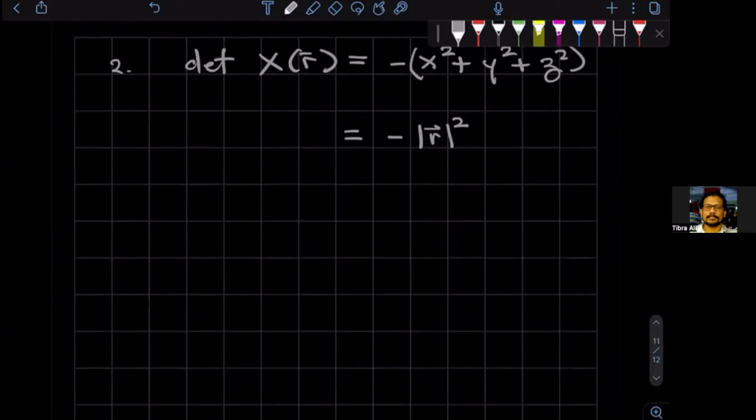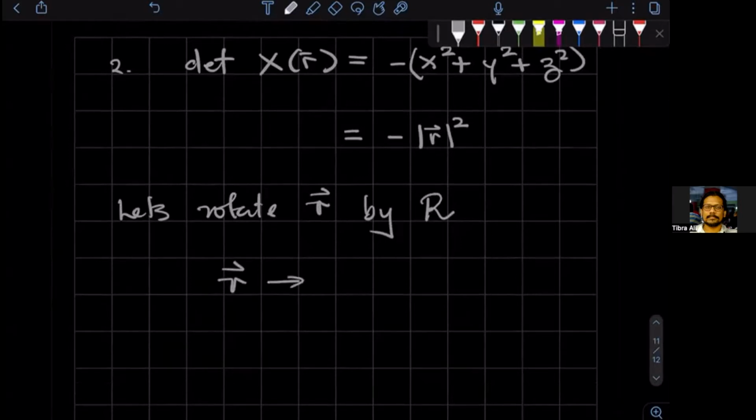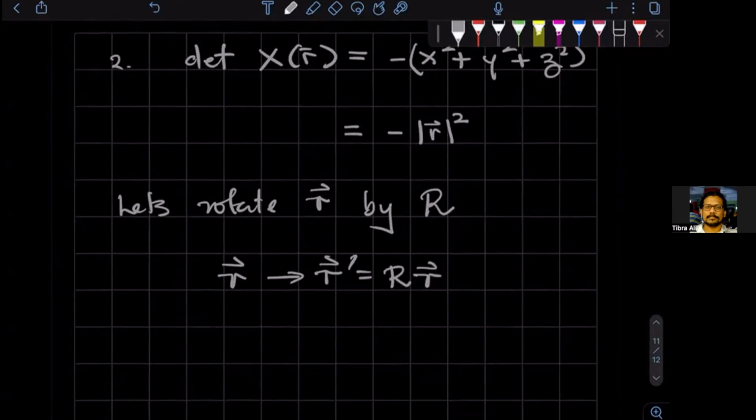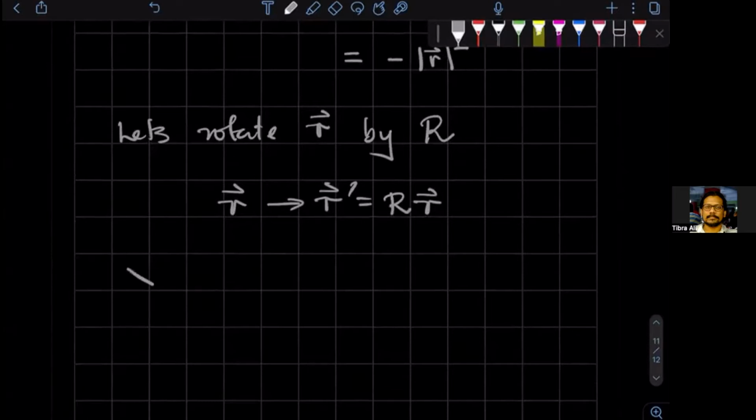Okay, so now let's make a rotation. Let's rotate the vector R by some rotation matrix big R. So we go from R to R prime, where R prime is given by big R acting on R. Okay? And then ask the question, what is X of R prime and how is it related to X of R?